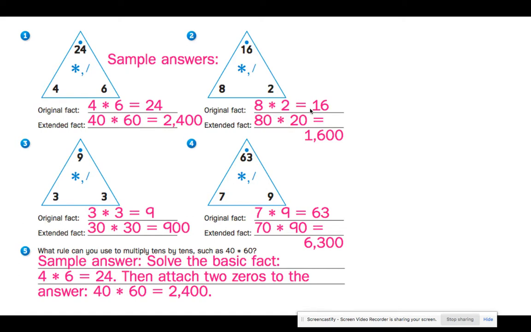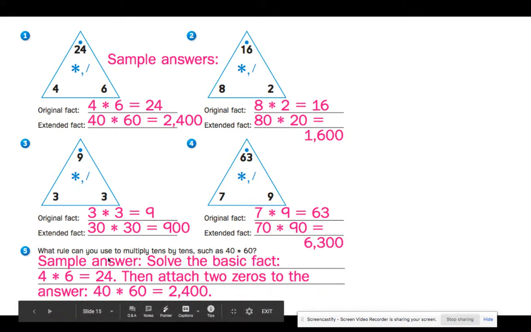8 times 2 equals 16. That's our original fact. So you could have extended it again by going 80 times 20 equals 1,600. All right, you can check your work on the rest of them. I don't want to take too much more time on our video, but you take a look. And again, these are all sample answers. But what I want to have you look at is this rule down here.